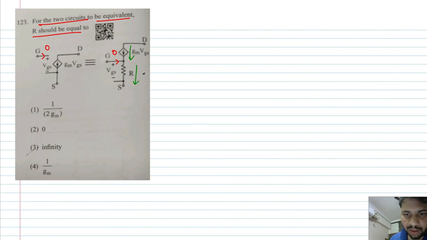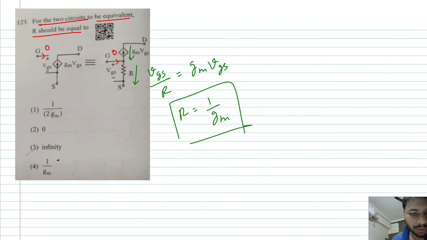Now what is the current through R? Ohm's law: VGS by R, this must be equal to gm VGS. So obviously R must be equal to 1 by gm. This is very straightforward. So the correct option is option D. In fact, this is like the pi model and this is like the T model of the same device, which is the MOSFET. Okay.